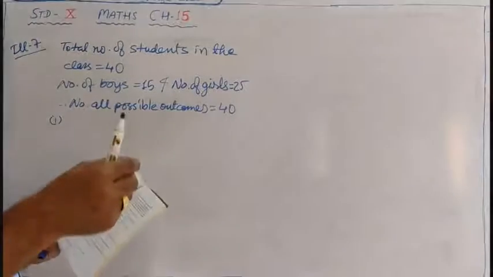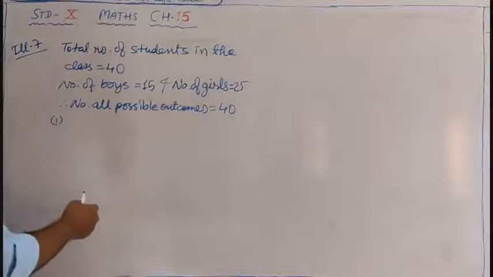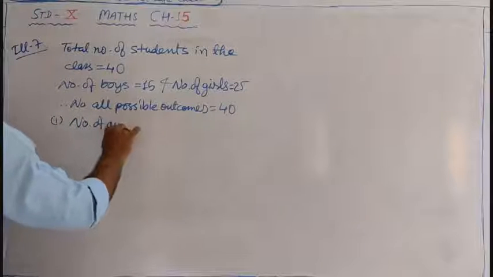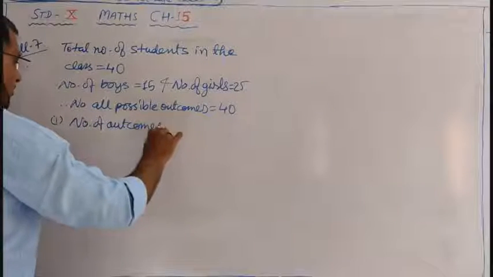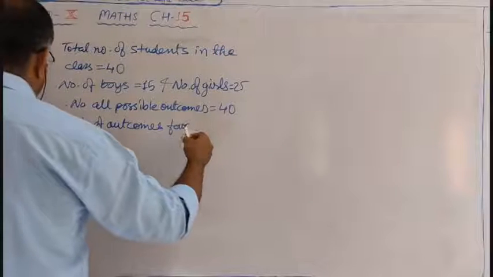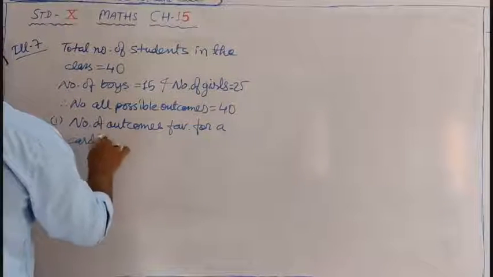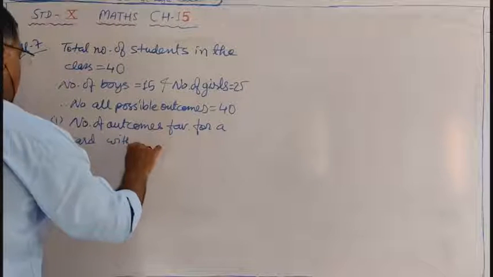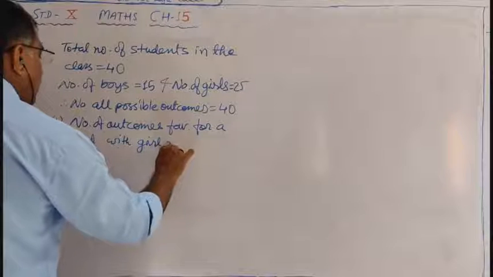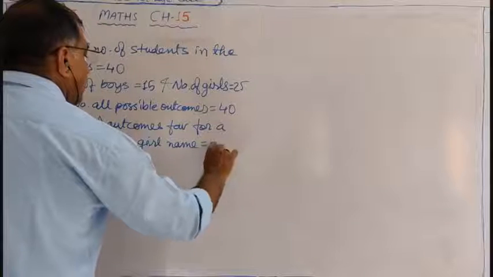Now the first part, here two things are asked: what is the probability that the card drawn has the name of a girl and then of a boy. There are two things asked. So first of all, the number of outcomes favorable to a card with girl name, and that is equal to 25.